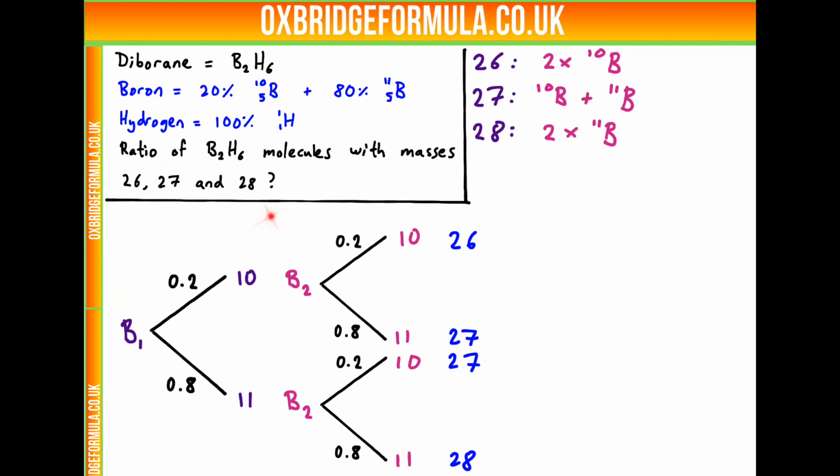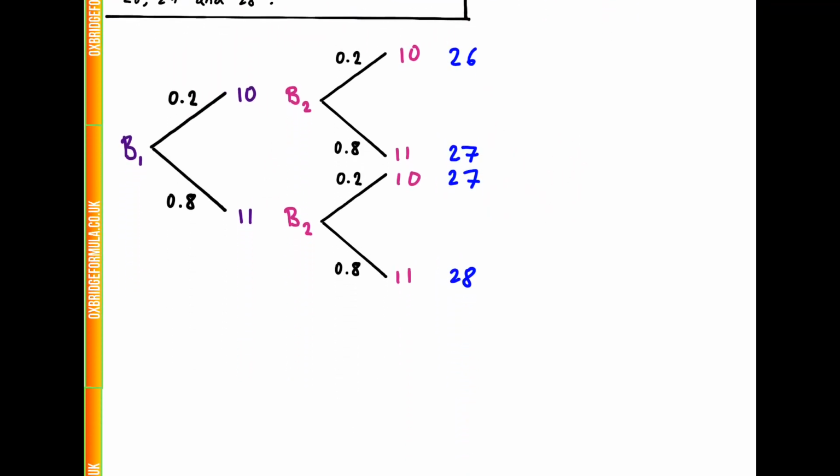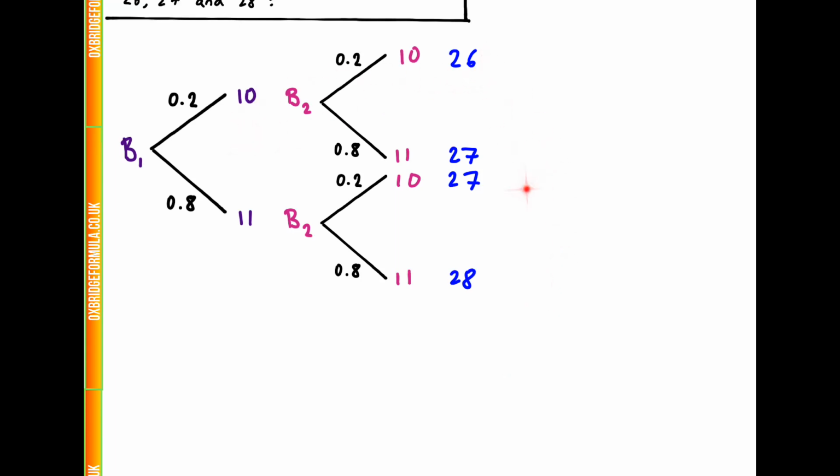And so if we need the probabilities to get this ratio of these 3 different masses, then how are we going to work these out? Firstly, what's the probability of having a molecule with mass 26? So with this, we go through the probability tree diagram. So we know there's a 0.2 chance of having boron 10. Then out of those 20% of molecules, 20% of them are going to have the second boron as boron 10. So we multiply 0.2 by 0.2, and that gives us 0.04. So that's the probability out of 1 of having a molecule weighing 26.